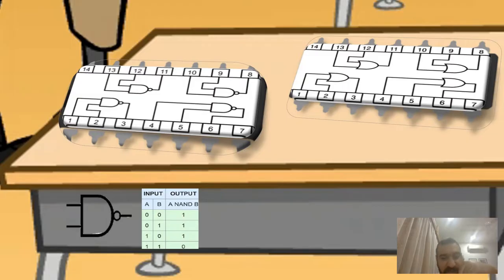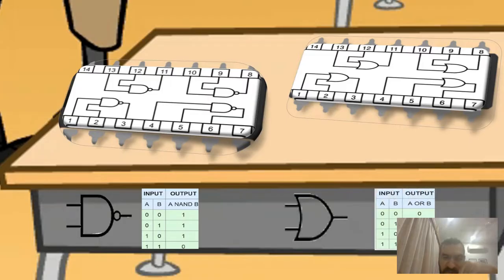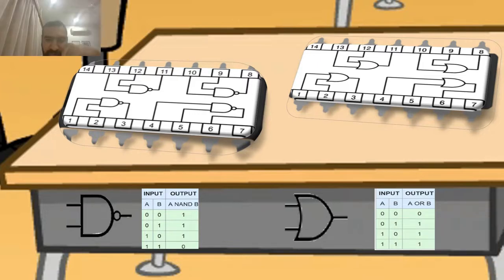A NAND gate has low output in one condition only. Whenever the two inputs are high, the NAND gate will provide us a low output. Otherwise, we will have high output. On the other hand, we have the OR gate, and the OR gate provides us low output only whenever we have low inputs. So if we have A and B as inputs and both have zero values, the output will be zero. Otherwise, we will have high output. If you notice, NAND and OR gates have different outputs. They are opposite to each other. And today's task is to help Arnold by providing him an OR gate with the help of several NAND gates.